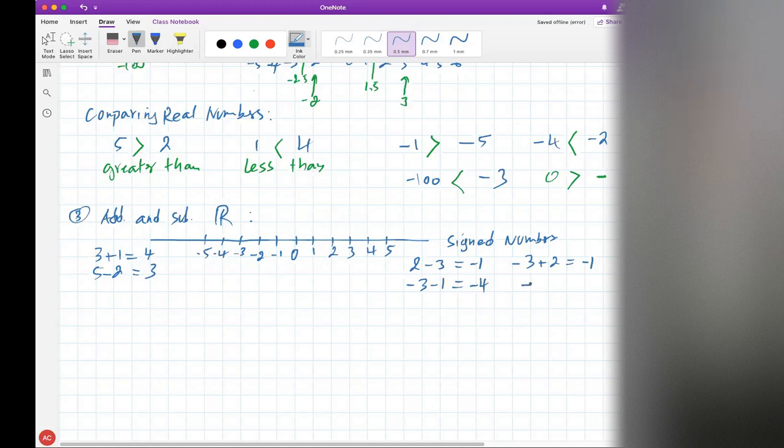Let me give you one more example. -5 minus 2. What is that equal to?